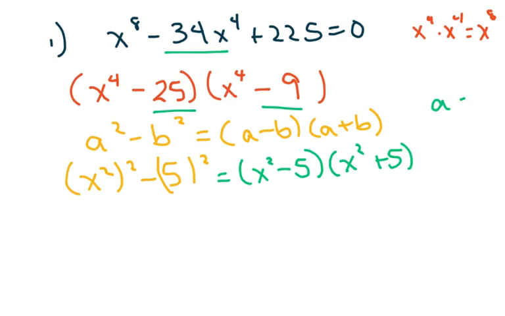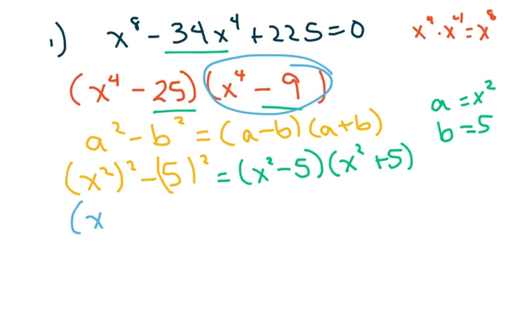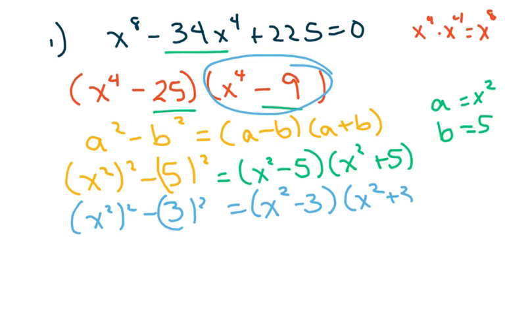Again, my a was x squared. Usually it's x, but this time it's x squared. And my b is 5, and I just plugged it in. The same thing for this one here, x to the fourth. I'm going to have x squared minus 3 squared. And that's going to yield x squared minus 3 times x squared plus 3. And again, that's because my a was x squared and my b is 3.